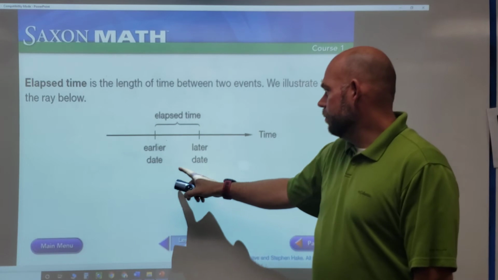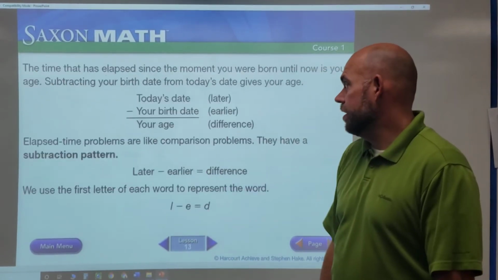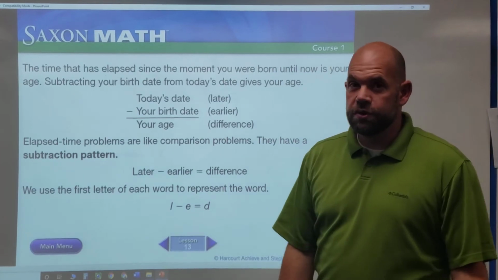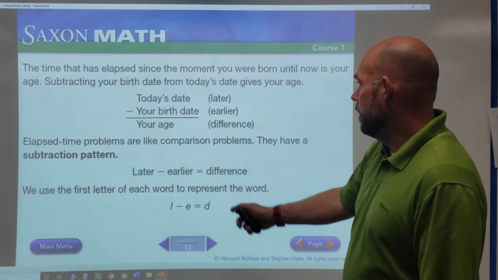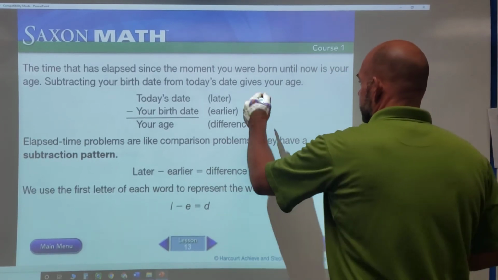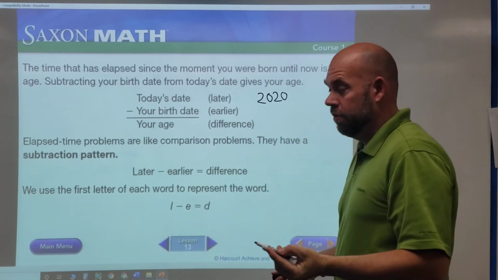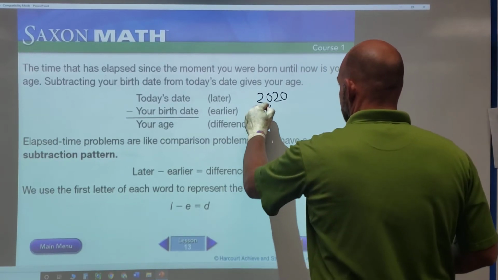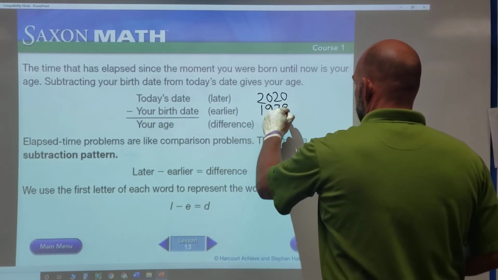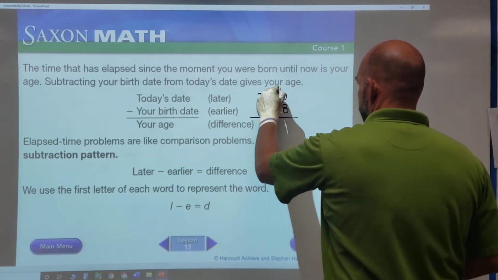With an elapsed time, we look at an earlier date and a later date, and we're simply going to do a subtraction problem. So you can do this with your own birthday. Today's date and your birthday, let's just do that by year. So if I take today, it's 2020, and I take the year I was born, 1978, we can simply subtract that. So we're going to borrow here and change that to a 1.